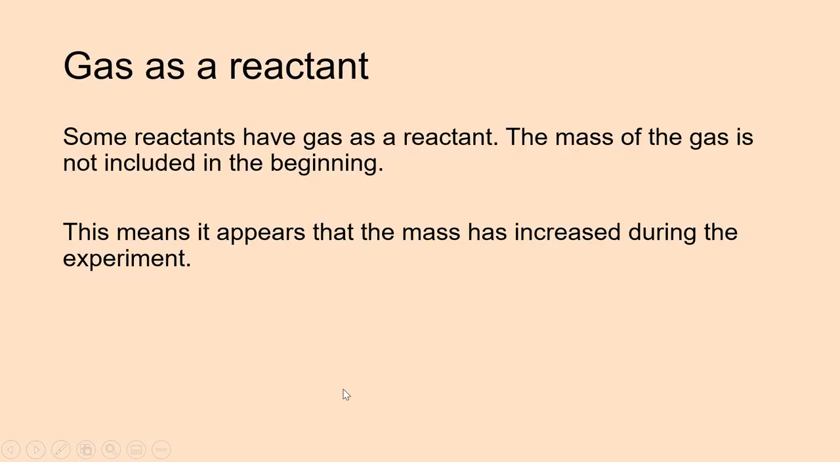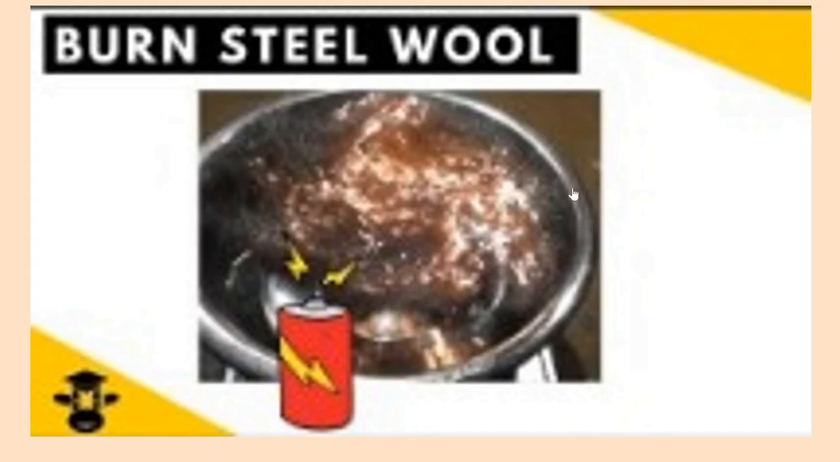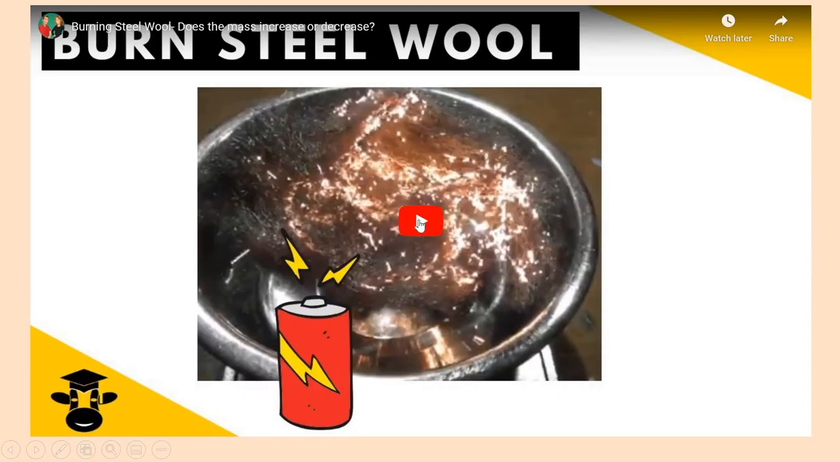So, that was gases as a product, but some reactions have gases as a reactant. So the mass of the gas is not included in the beginning, and this means that it appears the mass has increased during the experiment. An example of this is when we burn steel wool.